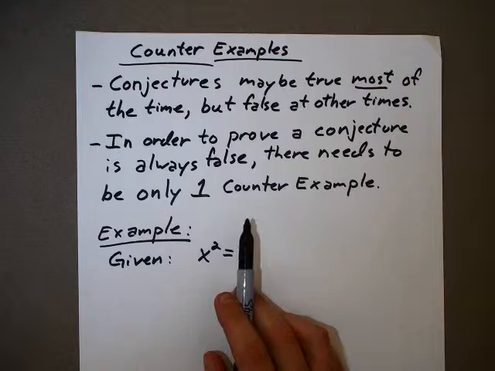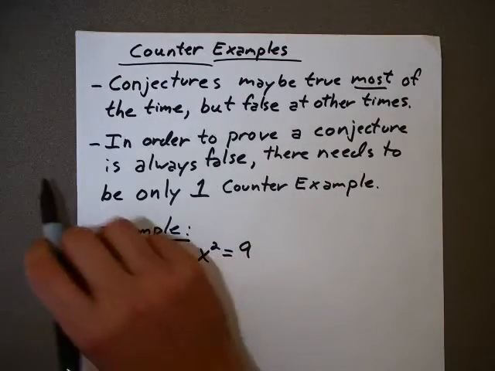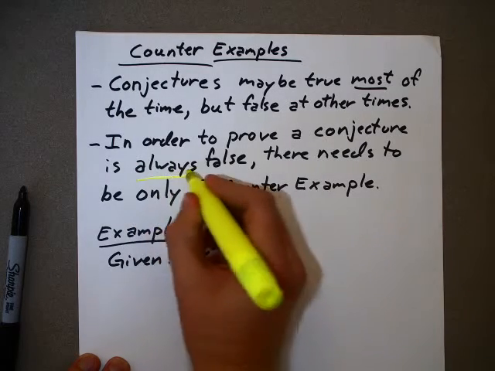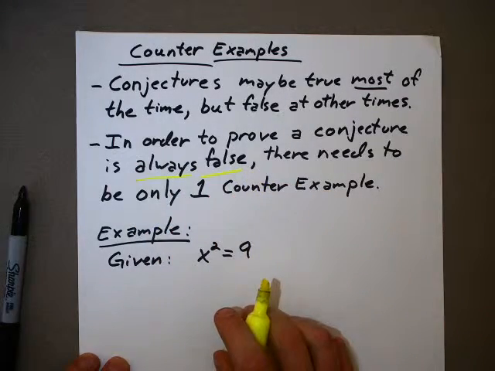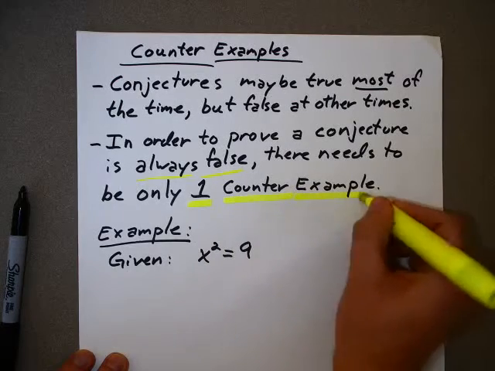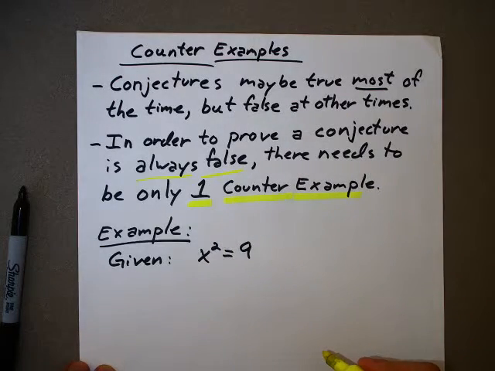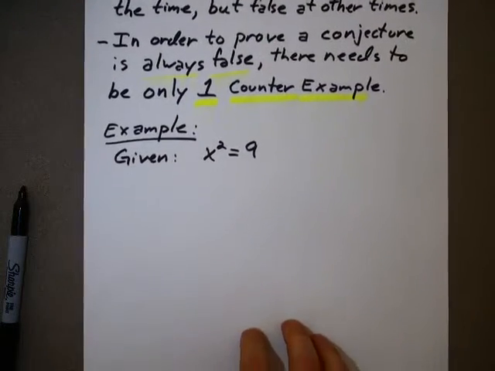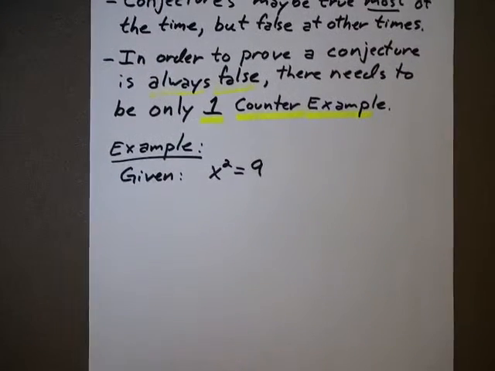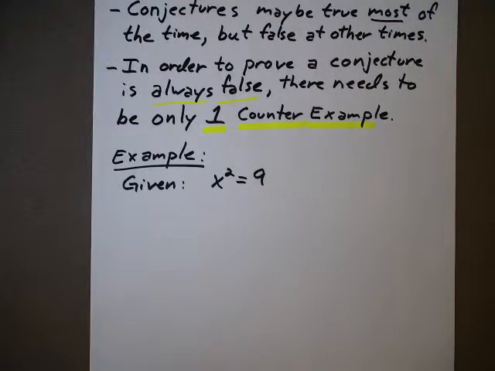In order to prove that a conjecture is always false, see how this fancy marker works, always false, then you need to have what's called a counterexample, and you only need one counterexample to prove that a conjecture is false. I'm going to give you an example of this. Let me bring this down in case you do not finish copying.